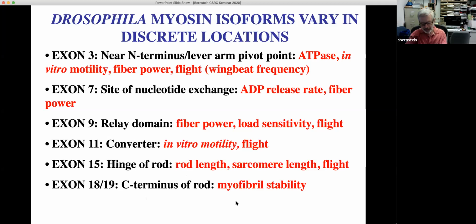So a complex story that I'm going over in a flash here, but at least it introduces you to the myosin protein and the various domains and the differences that occur in different isoforms of the protein.